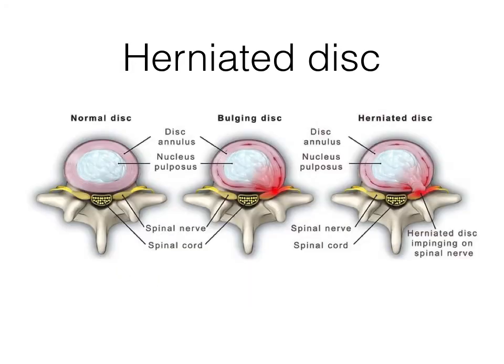Here are some further pictures of it. You can see on the left we've got a normal one where everything's labeled, so you might want to take a look at that. You've got a bulging disc in the middle. That one hasn't broken all the way through, but you can see that disc annulus pushing out on that nerve. And then on the right, we've got the herniated disc. Herniated just means sort of torn open, and you can see it pushing on that nerve again.